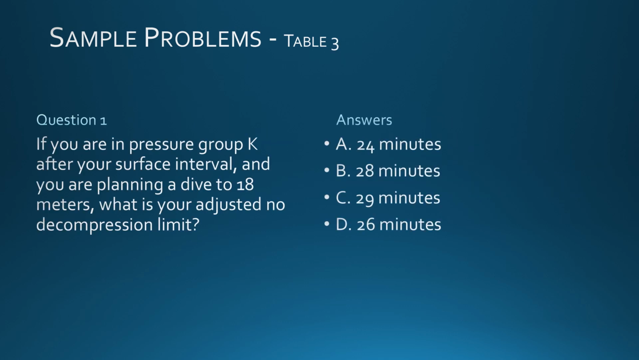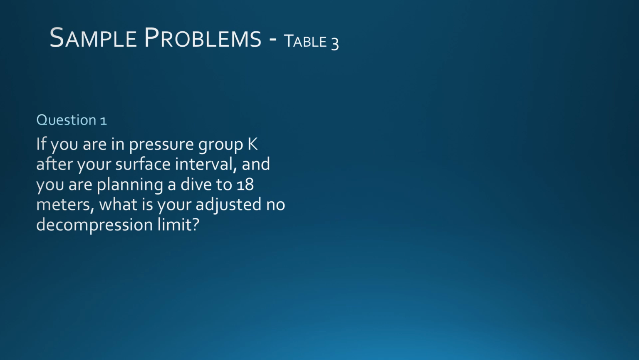Right, let's look at some problems with Table 3. Question number 1. If you are in pressure group K after your surface interval and you are planning a dive to 18 meters, what is your adjusted no decompression limit? The answer is D, 26 minutes.